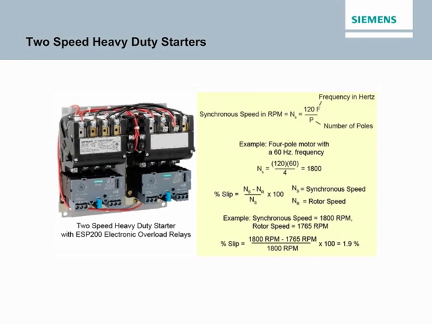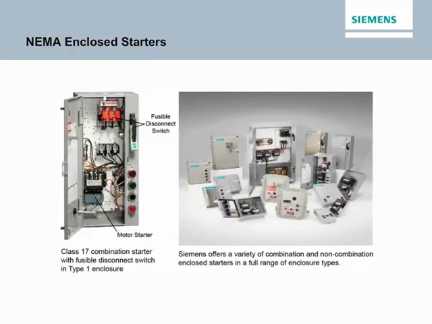Siemens also offers Class 32 combination two-speed heavy-duty starters. Combination starters incorporate a motor starter, short circuit protection, and a means to safely disconnect power. Siemens offers a variety of enclosed combination starters and non-combination starters with NEMA components and a full range of enclosure types. Duplex motor controllers consist of two motor starters in a common enclosure.